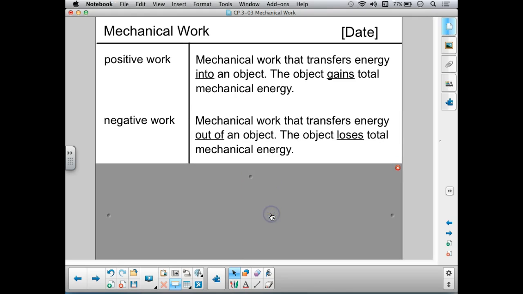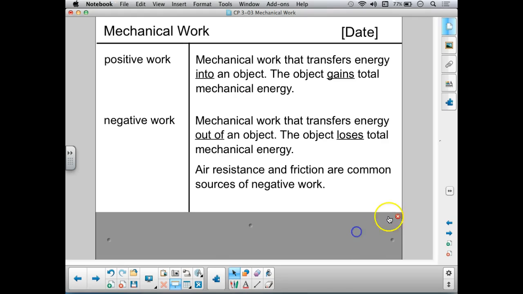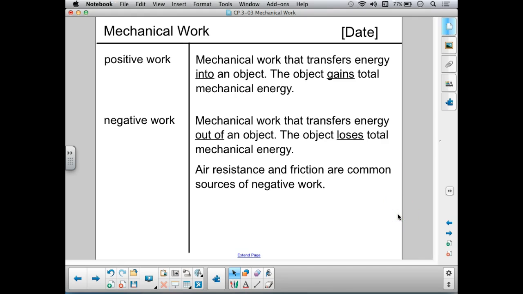The opposite is also true. Negative work is when we take mechanical energy out of an object. So the object is going to lose total mechanical energy. Typical sources of negative work include air resistance and friction, because what they do is actually take some of your mechanical energy out of the object and turn it into thermal energy. So let's say brakes, for example, would be another instance of negative work.